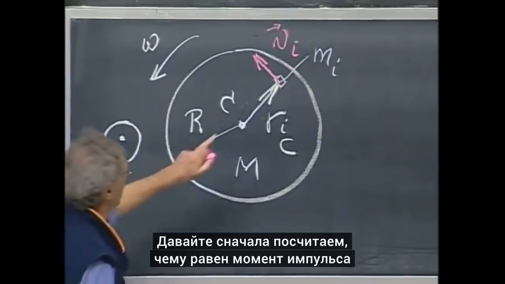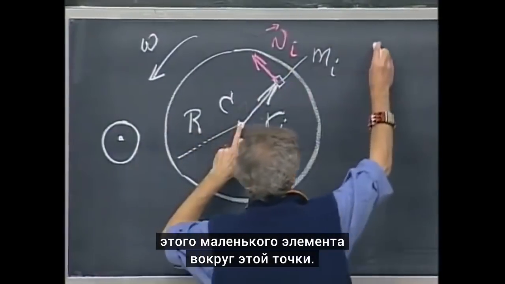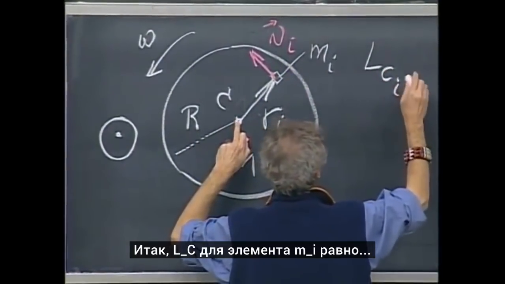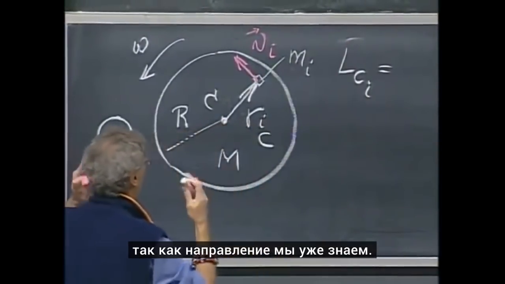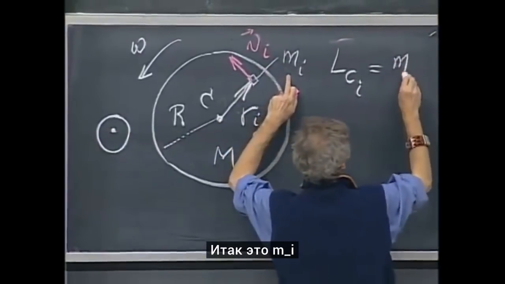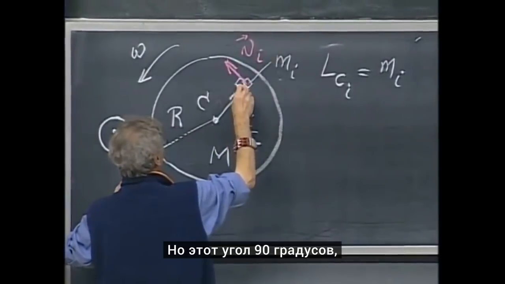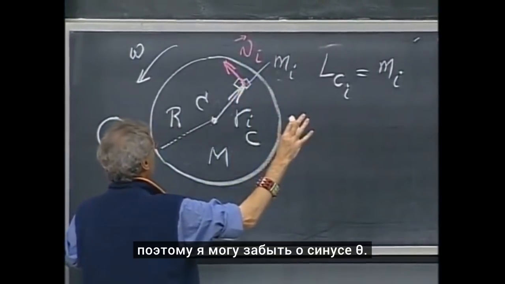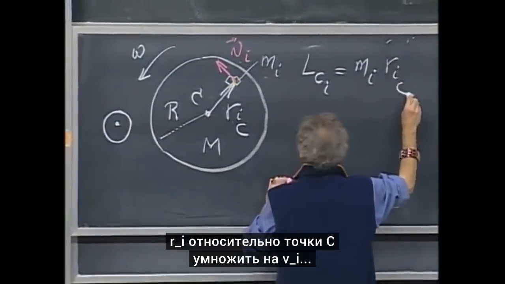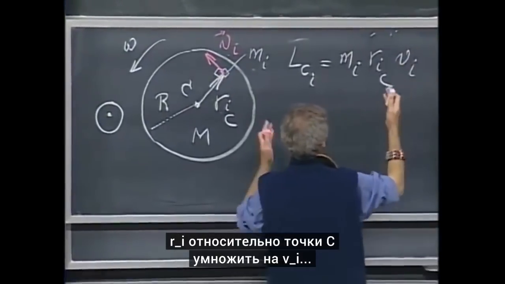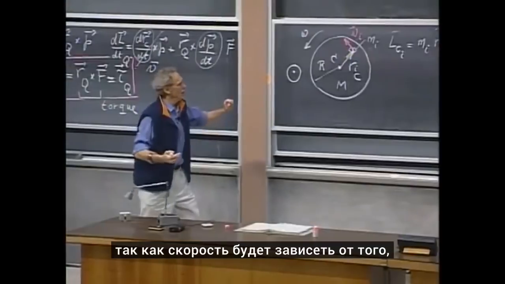Well, let's first calculate what the angular momentum is of this little mass element about this point. So L of C for mass element i equals, let's just only worry about magnitudes because already we know the direction. So that is m of i, and then the cross product between r of i and v of i, but this angle is 90 degrees, so I can forget about the sine of theta, so I simply get r of i, relative to that point C, times v of i.